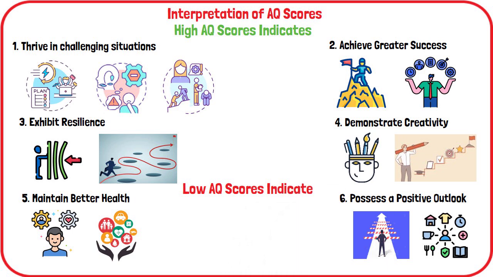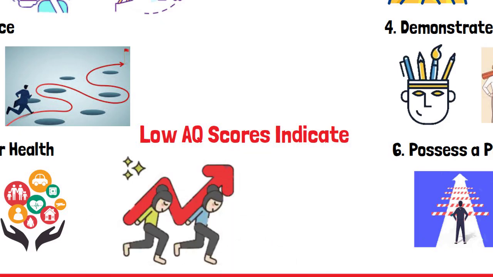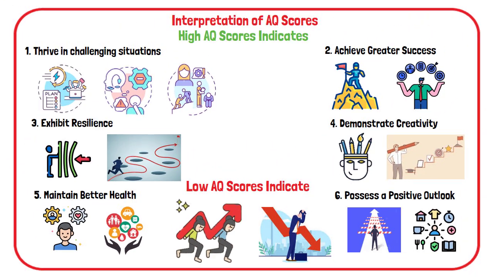In contrast, individuals with low AQ scores are more likely to struggle during tough times and experience greater negative impacts from life events. Adaptability quotient is also often abbreviated as AQ, and while we are at it, it's worthwhile to understand the difference between the two as they measure different aspects of resilience.